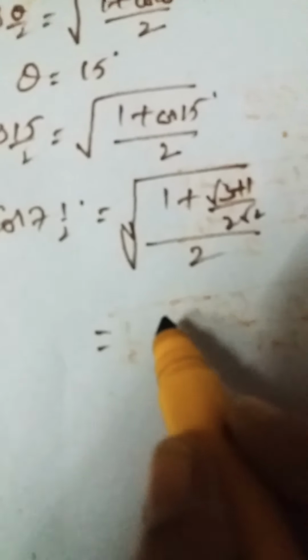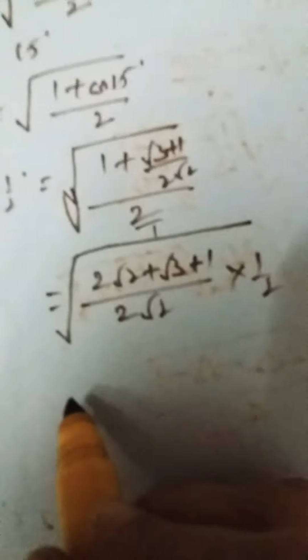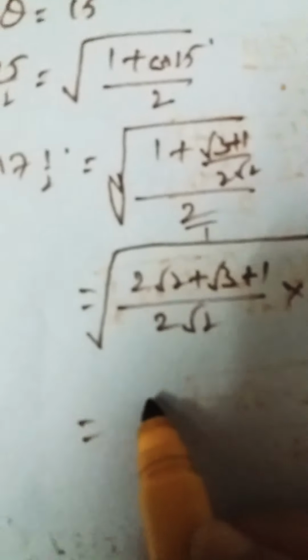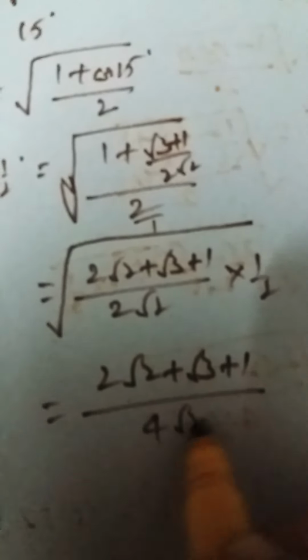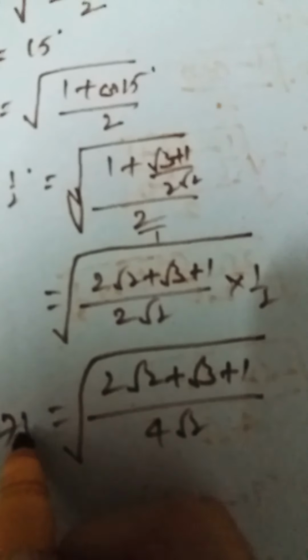Now by taking LCM we get (2 root 2 plus root 3 plus 1) by 2 root 2. The denominator 2 becomes its reciprocal, 1 by 2, under root. Now we get the value as (2 root 2 plus root 3 plus 1) divided by 2 times 2 root 2, that is 4 root 2, under root. So this is the value of cos 7.5 degrees.